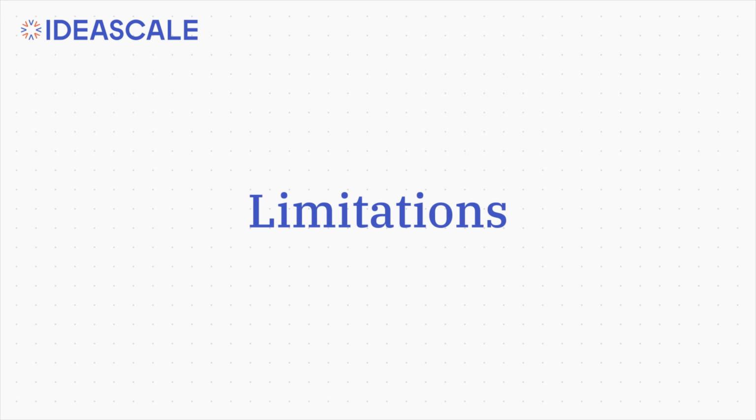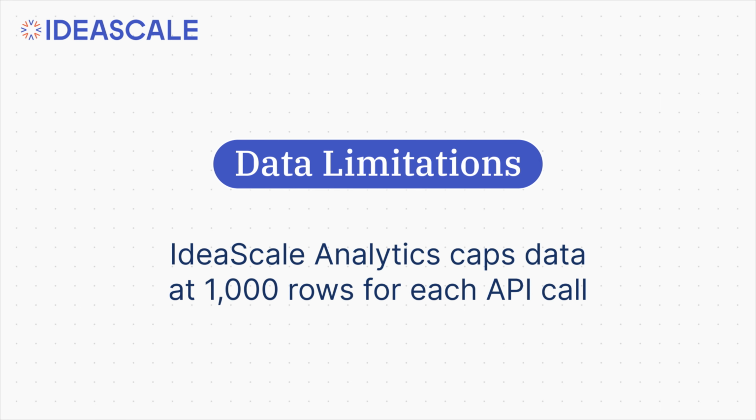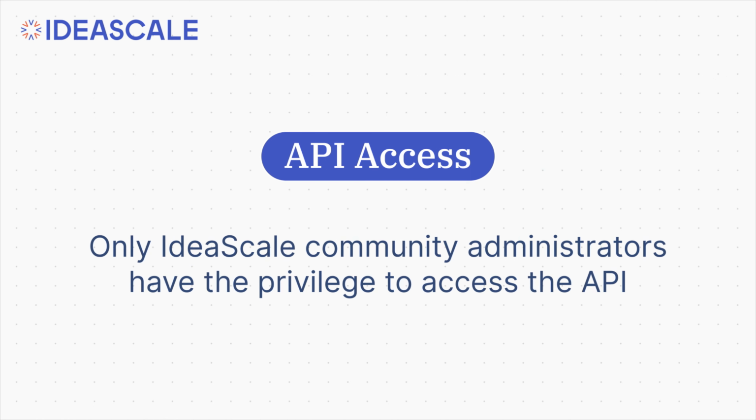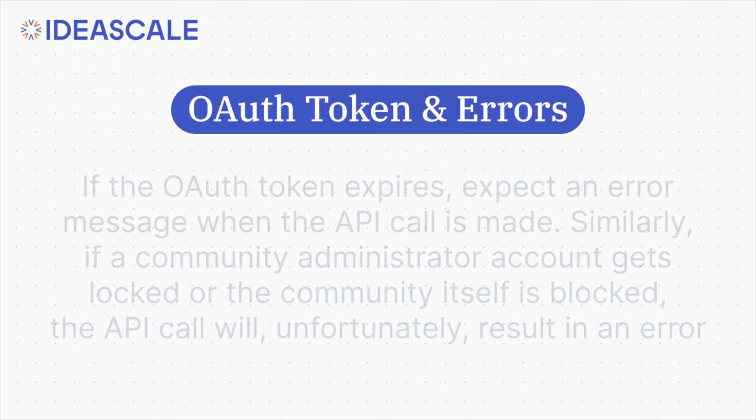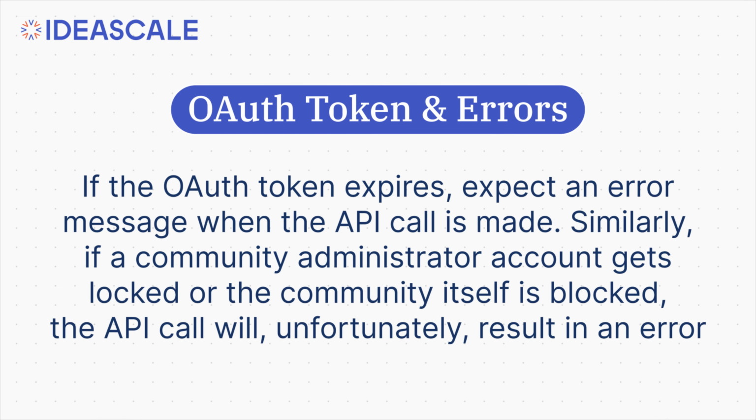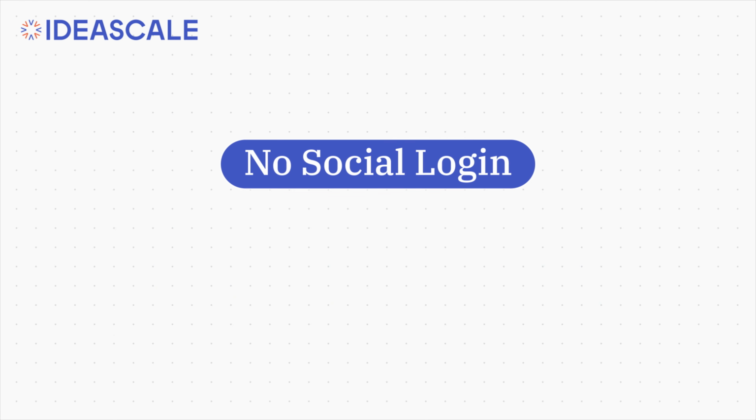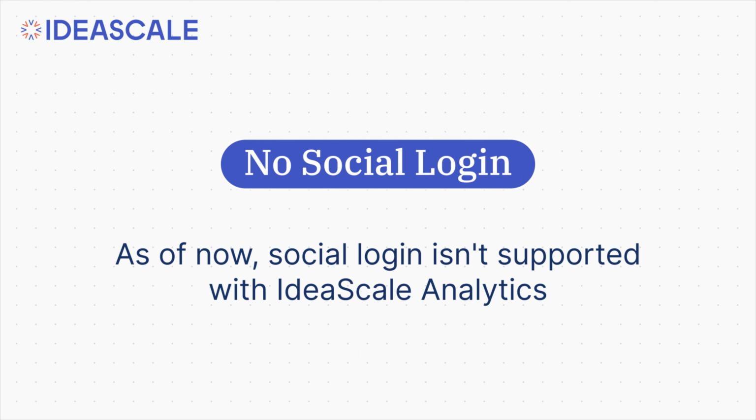Before we wrap up, let's quickly go over some limitations when accessing IdeaScale Analytics data with Power BI. 1. IdeaScale Analytics has a built-in limit of 1,000 rows returned per API call. 2. Only IdeaScale community administrators can access the API. 3. If the authentication token expires, expect an error message when the API call is made. Similarly, if a community administrator account gets locked or the community itself is blocked, the API call will, unfortunately, result in an error. Lastly, as of now, social login isn't supported with IdeaScale Analytics.